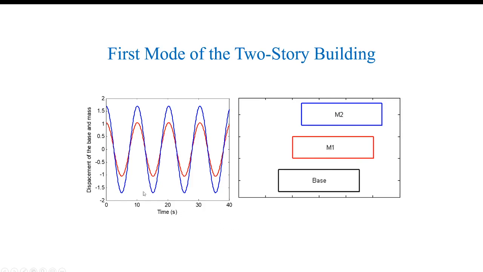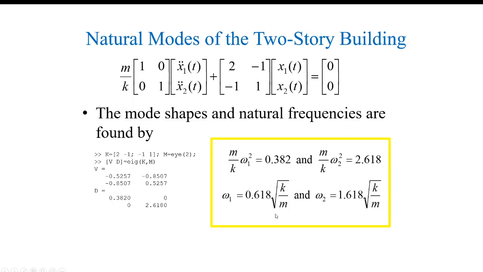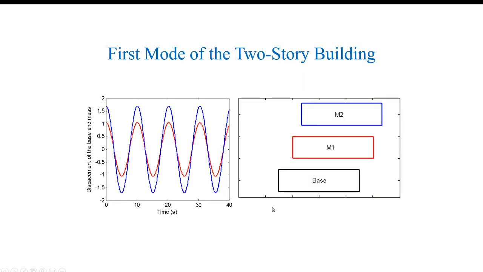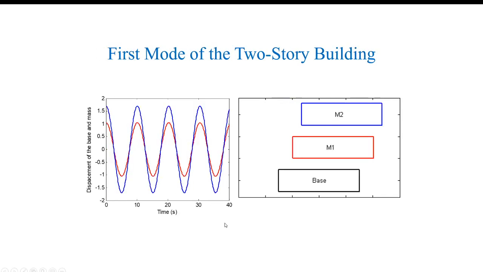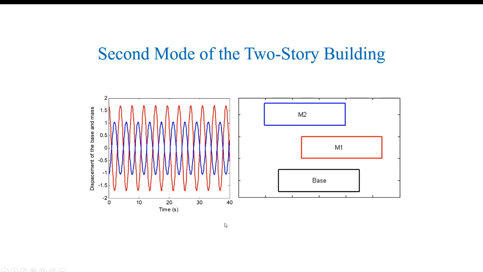So when you look at the period, this should be 0.618 times the square root of k over m. For the simulation, I can't remember what I used for the k over m. The second mode of vibration can be simulated. Not simulated, you can actually excite this. You can actually do this in the lab too.